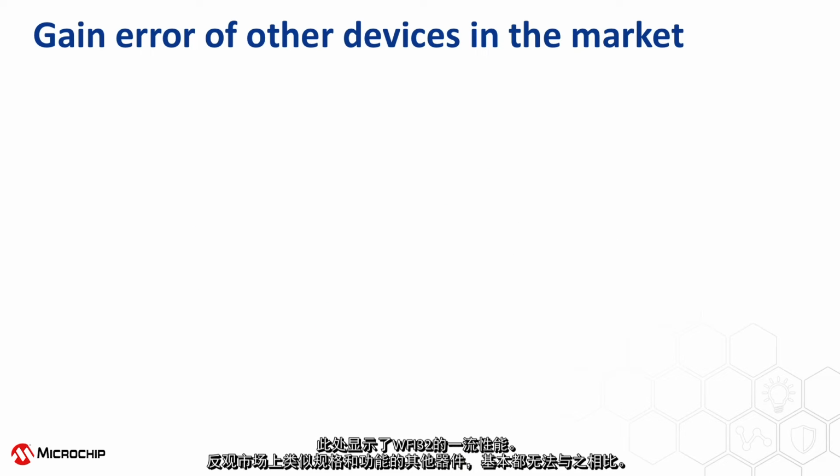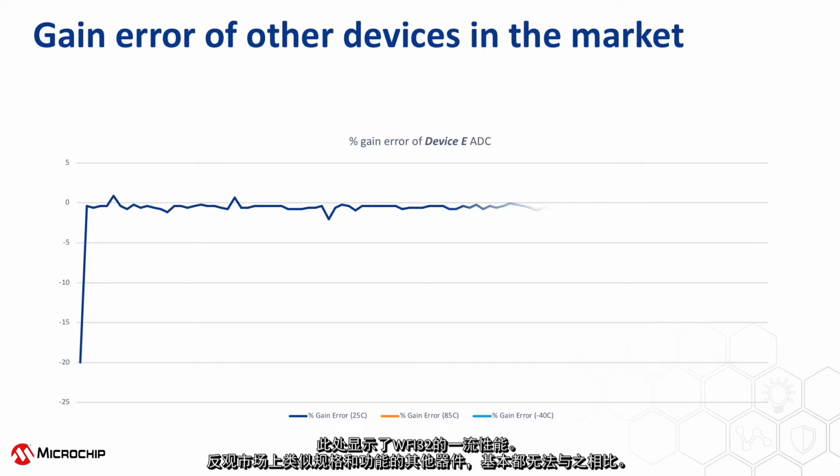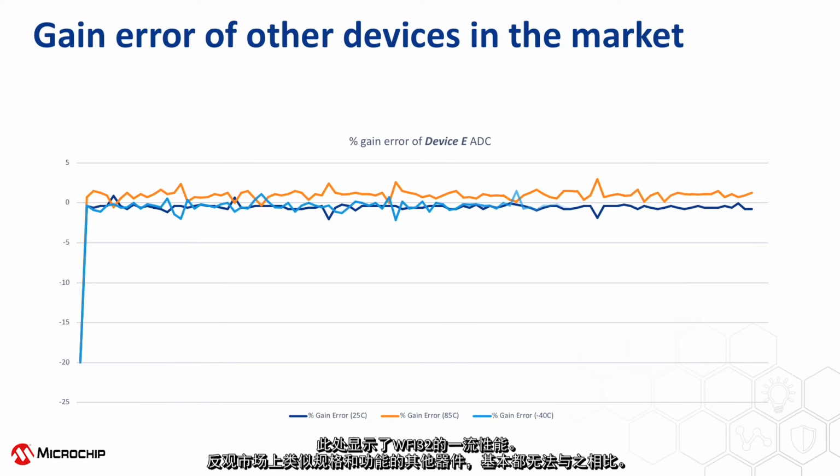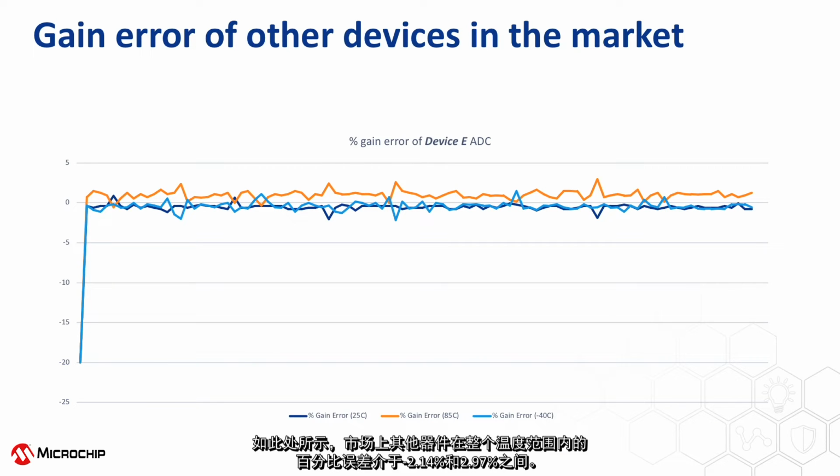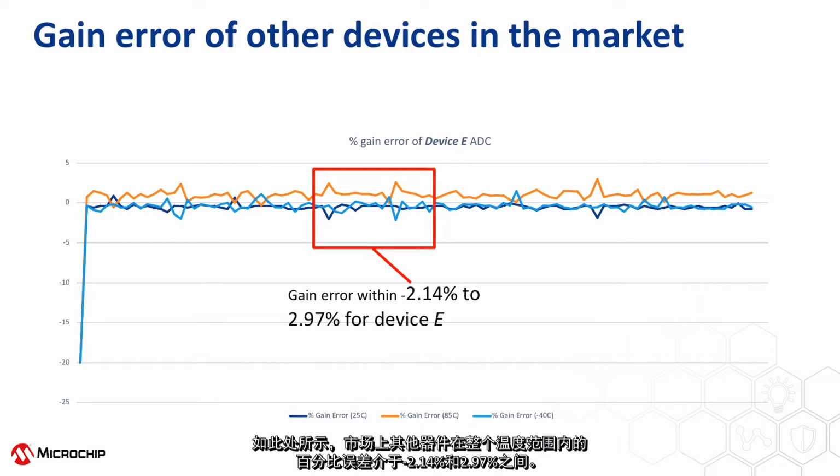The results of other devices in the market with similar spec and functionality is not even comparable. As you can see here, the percentage error in other devices in the market ranges between negative 2.14% and 2.97% across the spec temperature range. The error also varies from device to device, which makes it difficult to compensate in software.